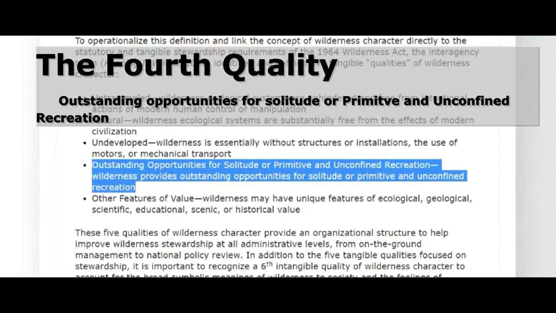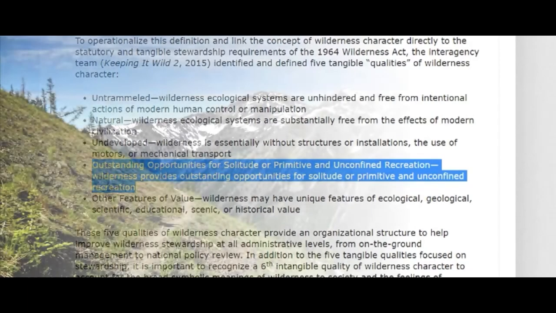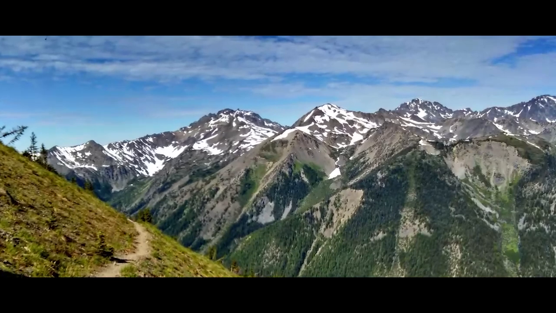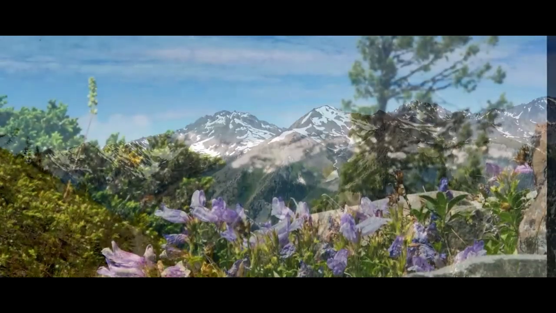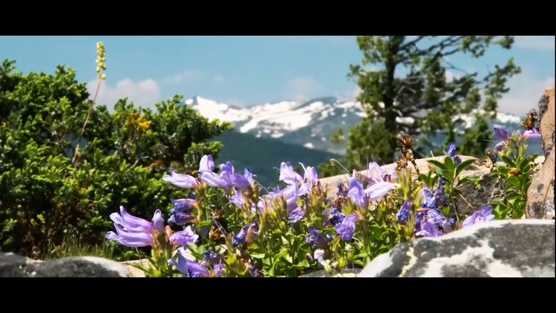Wilderness provides outstanding opportunities for solitude or primitive and unconfined recreation. As society becomes more and more technologically focused, wilderness will continue to provide us a nature-based setting to continue to enjoy and challenge ourselves for generations to come.